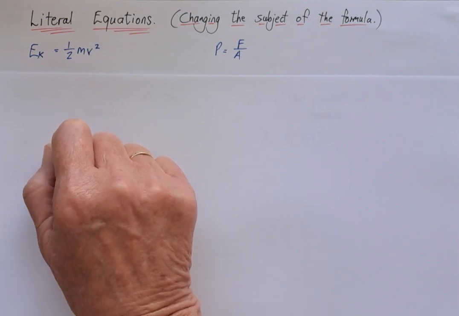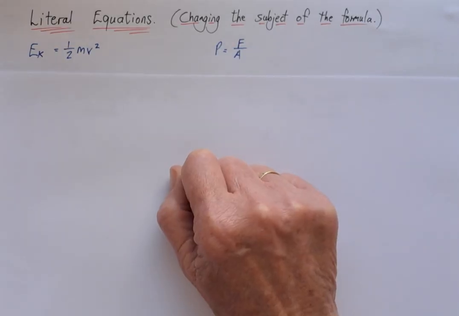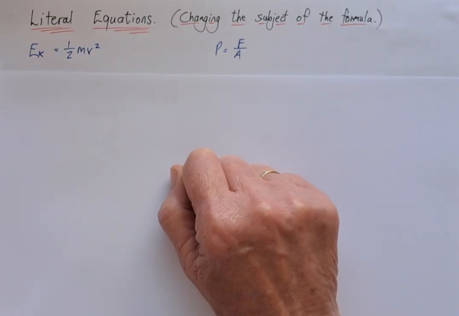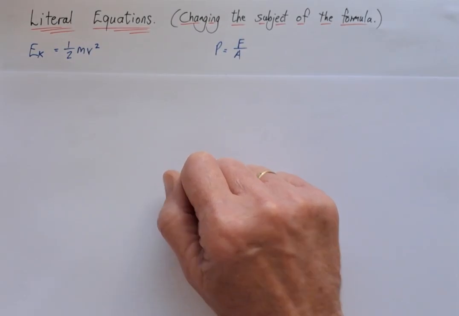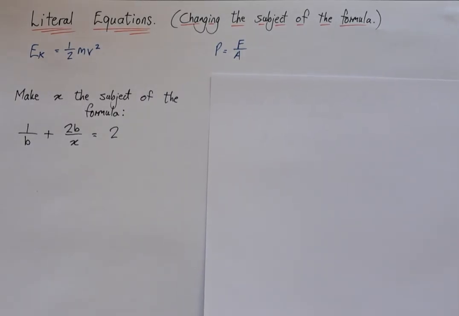So that's what we're trying to do with the literal equation: change the subject of the formula. When you get the thing you're looking for on its own on one side, it will not be equal to a value. It will be equal to something that contains other variables, because those are the variables you would then substitute with the values that you know. So let's have a look at, first of all, making x the subject of the formula in this situation.